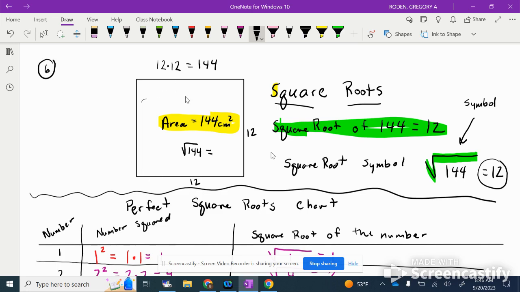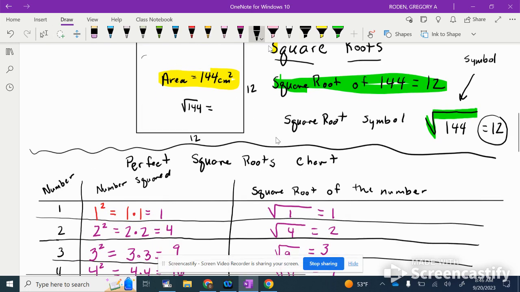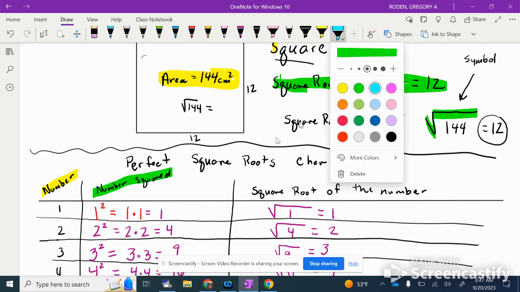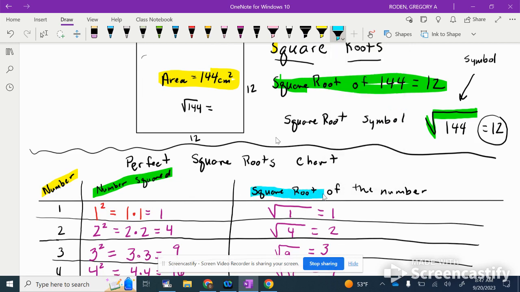And so what you want to do is make 3 columns. Let's do it in different colors here. You want to make a number column in yellow. Then a number squared column in green. And then, we'll go with blue, the square root of the number. So the first thing you want to do is set up a chart: one column that says number, a second column that says number squared, and a third column that says the square root of the number.